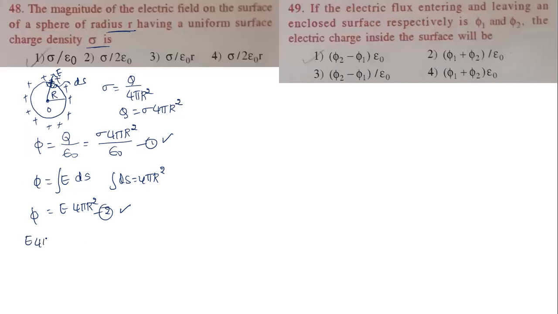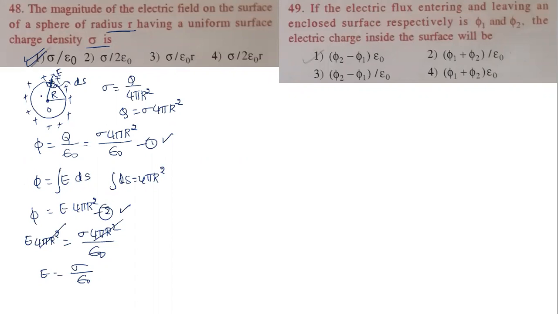E times 4 pi r square is equal to sigma times 4 pi r square divided by epsilon naught. What is going to cancel? 4 pi r square, 4 pi r square. Then the electric field is given by sigma by epsilon naught, where r is the radius and we are on the surface, which means you are finding the electric field on the surface of the sphere. So what is the correct answer now? The first option is correct, sigma by epsilon naught.